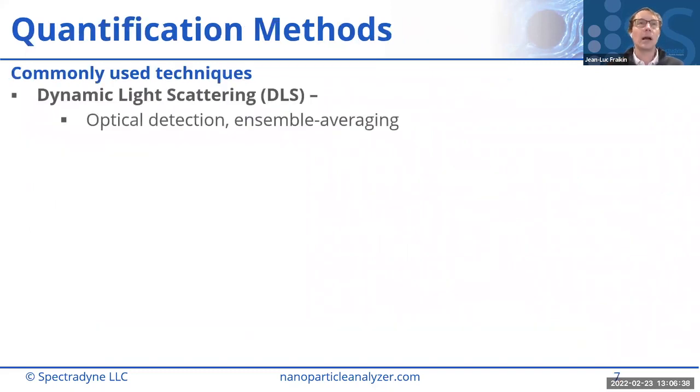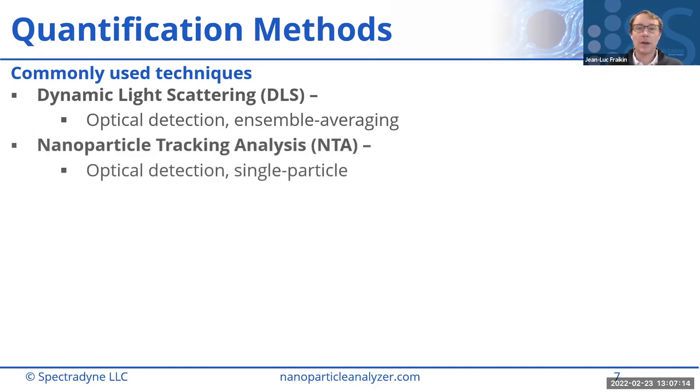So how are people quantifying nanoparticles currently? Let's go through a few of the most common ones. Dynamic light scattering, DLS, is still very popular in the nanomedicine space, particularly for LNP formulation scientists. This technique is an optical technique, like almost all the existing ones. And in particular for dynamic light scattering, it's an ensemble averaging technique. So we're not measuring single particles with it. And we'll talk about how that has benefits and drawbacks later.